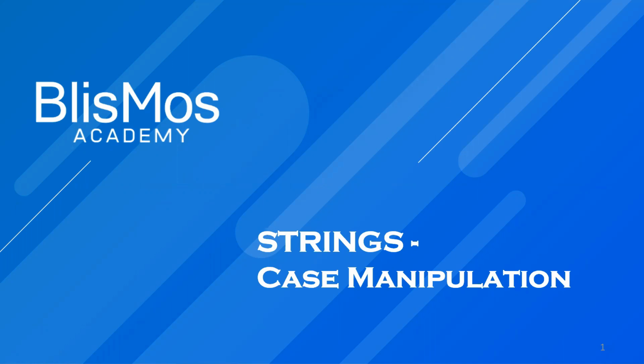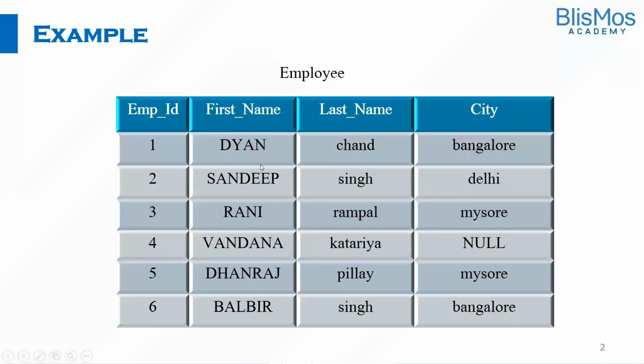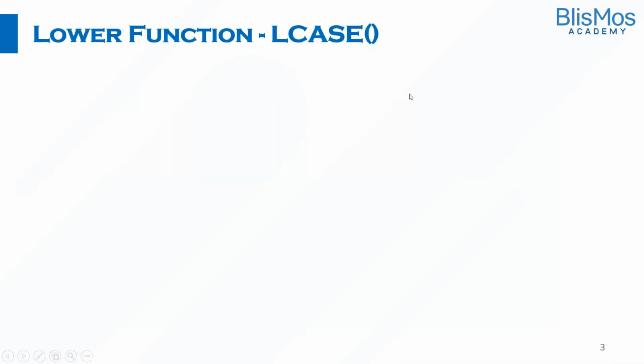As a part of this video, we'll understand the case manipulation of strings. Let's take an example. The table we are using here is the employee table with EMP first name, last name, and city. We have different cases here, and we'll be using this table to learn about different functions to manipulate the cases. First and foremost is the lower function.